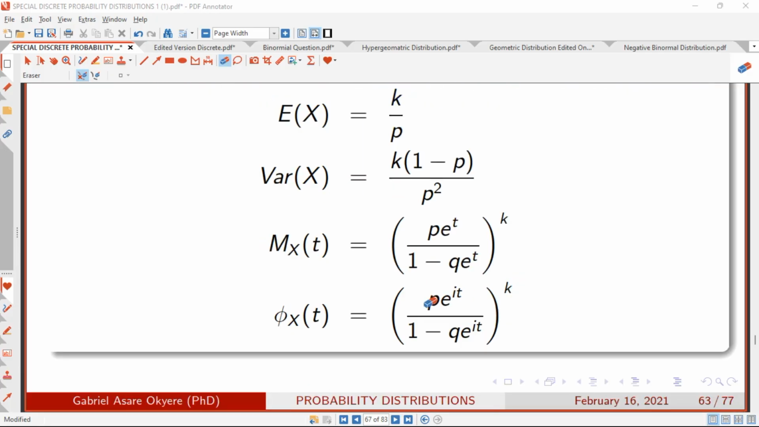And then the characteristic function: anywhere you see t in the moment generating function for the distribution, just replace it with i times t, and that will be our characteristic function, as you can see here. So there is the mathematics behind the negative binomial distribution.